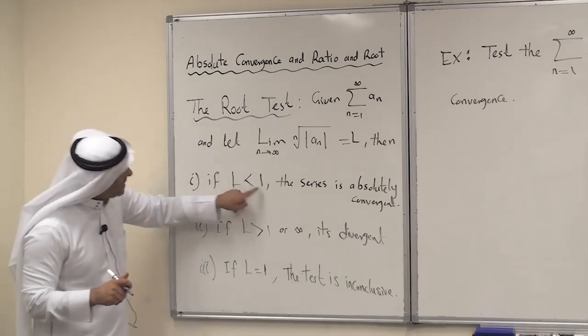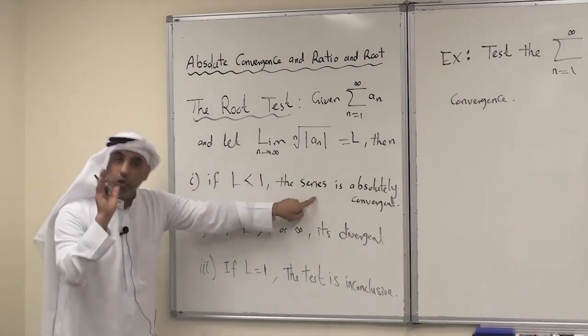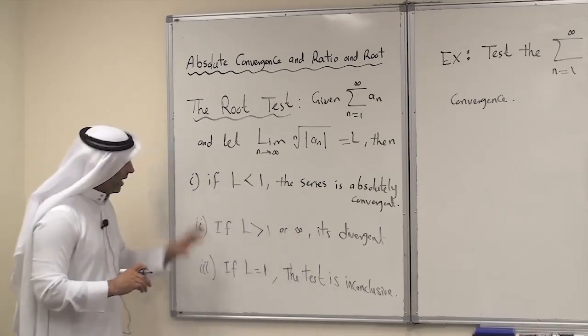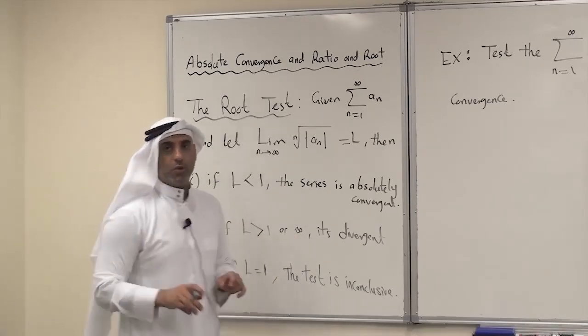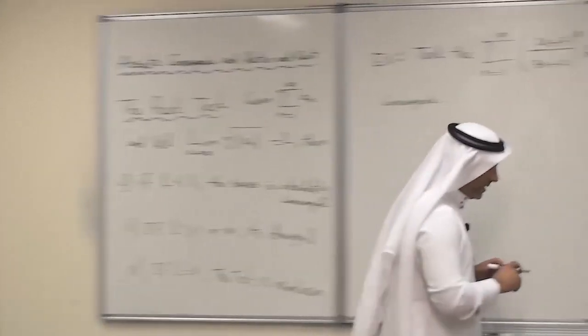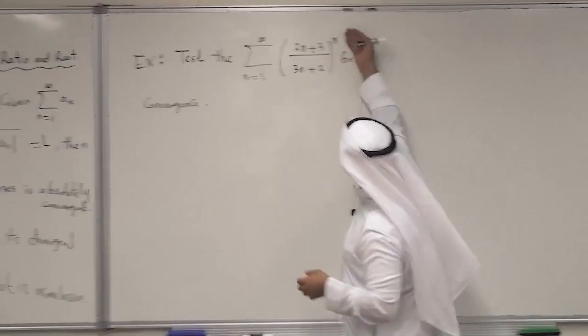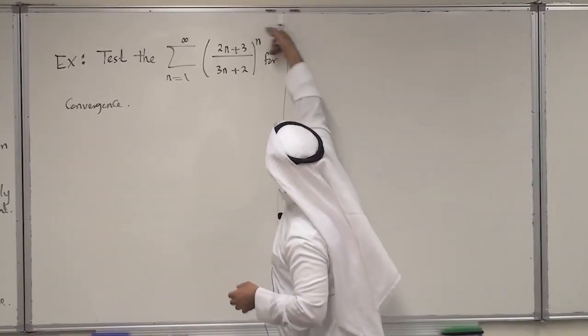If this L is less than 1, the series is absolutely convergent. If it is greater than 1 or infinity, divergent. If L is equal to 1, we have no conclusion. To see how to apply this test, of course, this test is recommended whenever the exponent involves expressions of n.